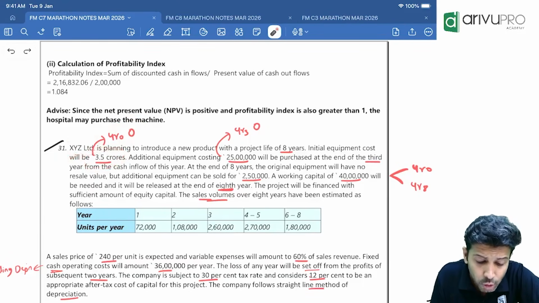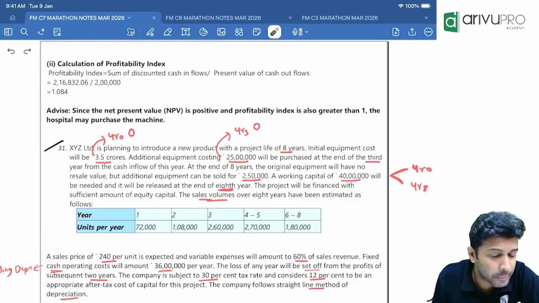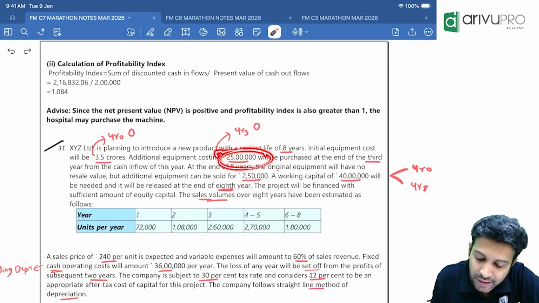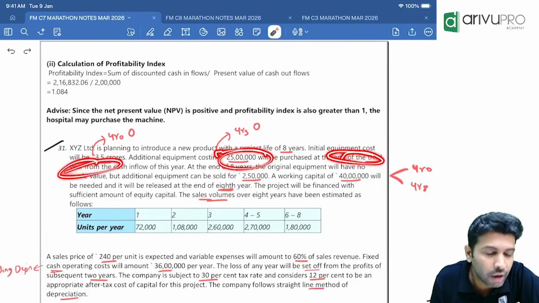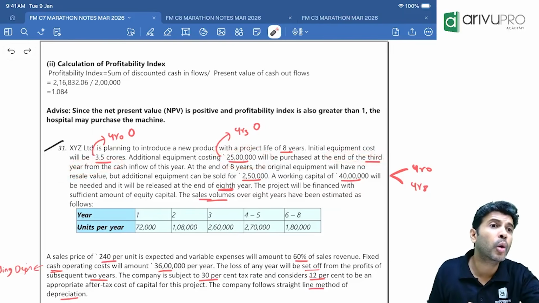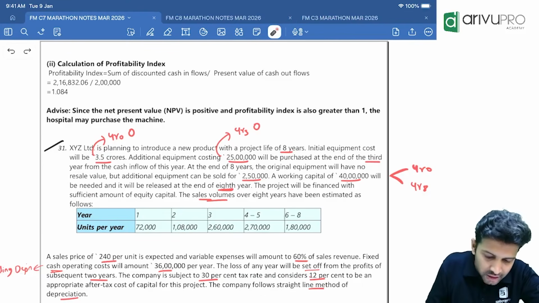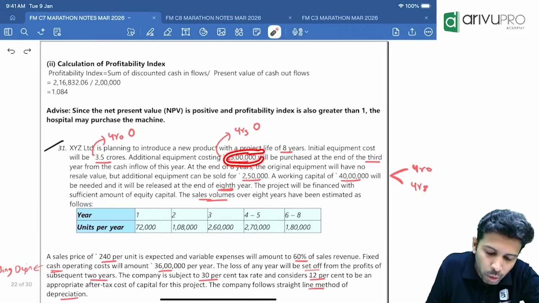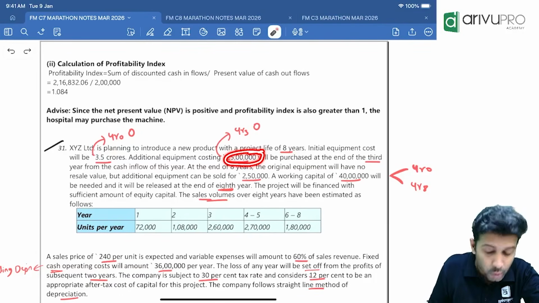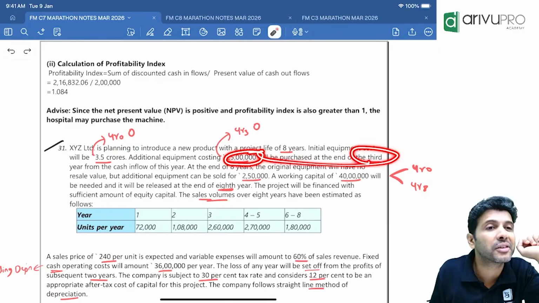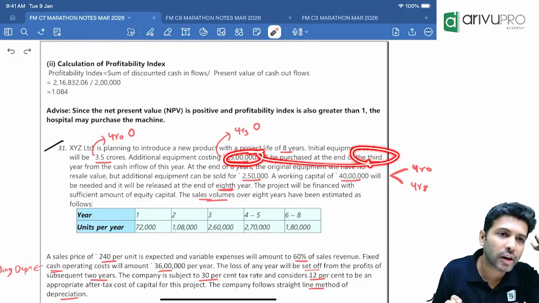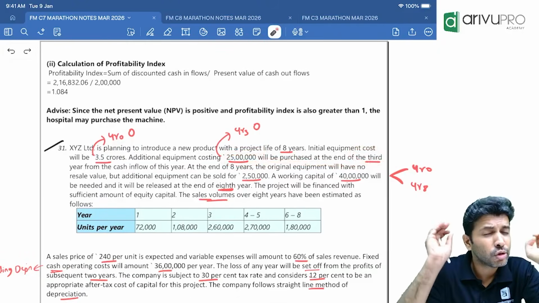Not only that, we also need additional equipment costing 25 lakh. When? To be purchased at the end of third year. You remember OVAS? In OVAS there was A. What was A? Additional investment or additional capital. Here you have to buy one more asset by paying how much? 25 lakh. When? In the third year. This is the additional investment we are talking about. Clear?